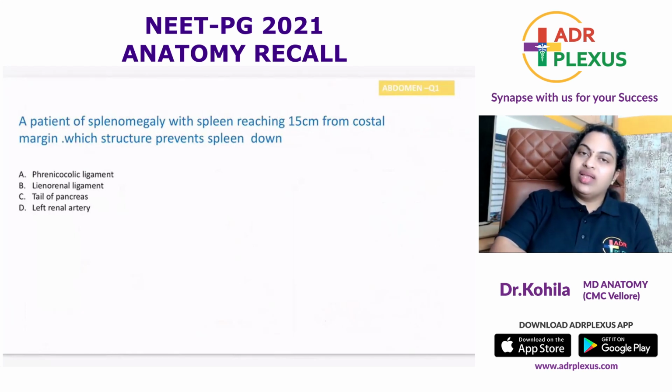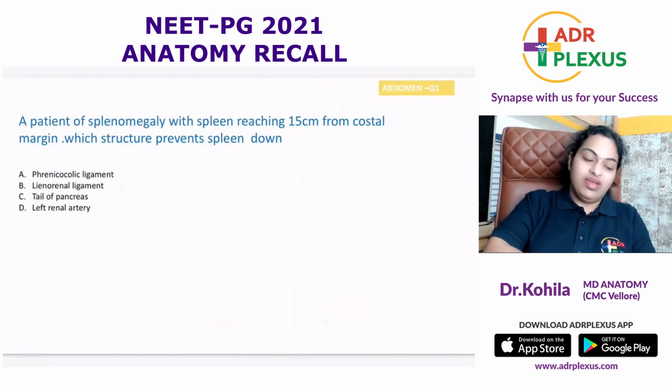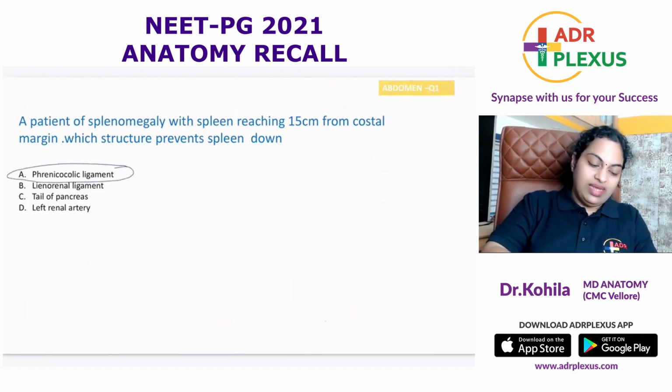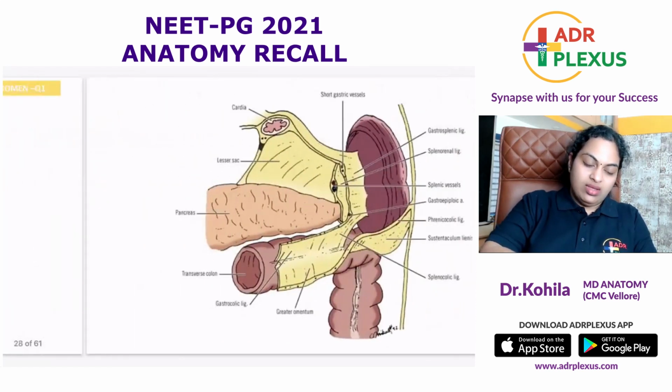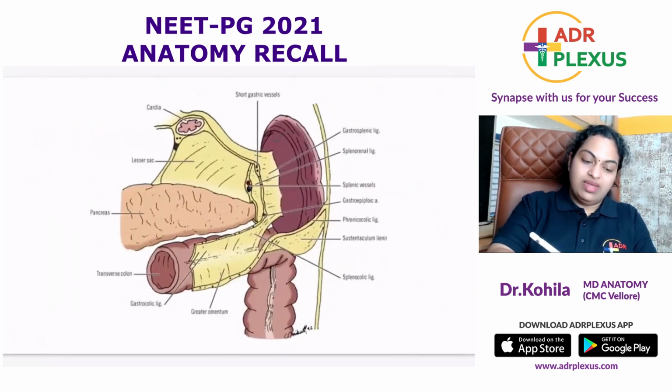Now moving on to the anatomy questions in the abdomen region. A patient of splenomegaly with spleen reaching 15 centimeter from costal margin. Which structure prevents the spleen from enlarging downwards? So the ligaments of spleen. So you can see the spleen here, right?